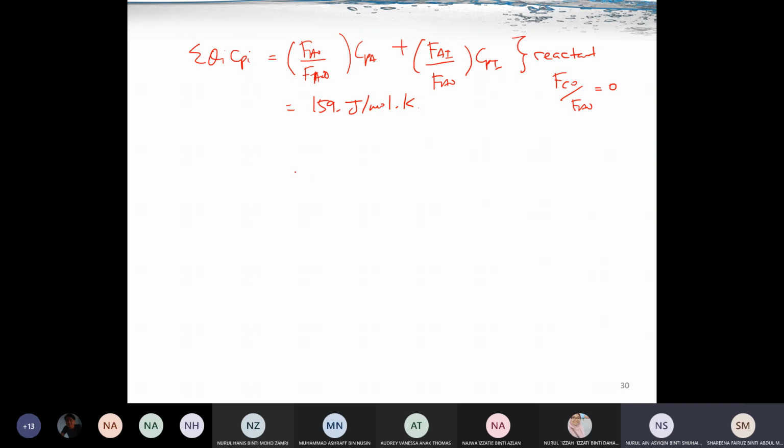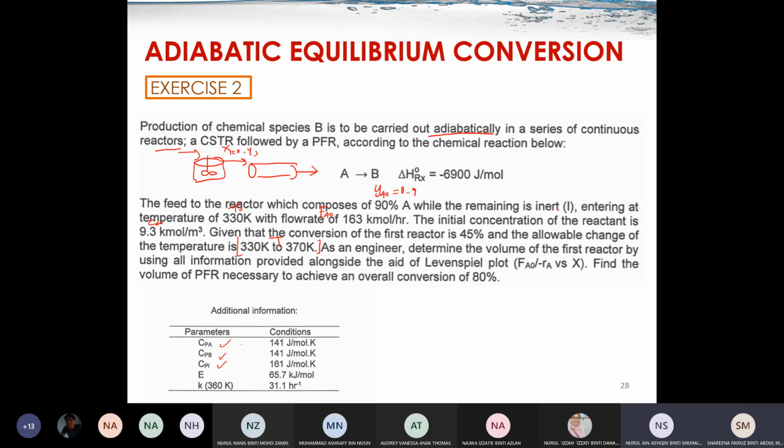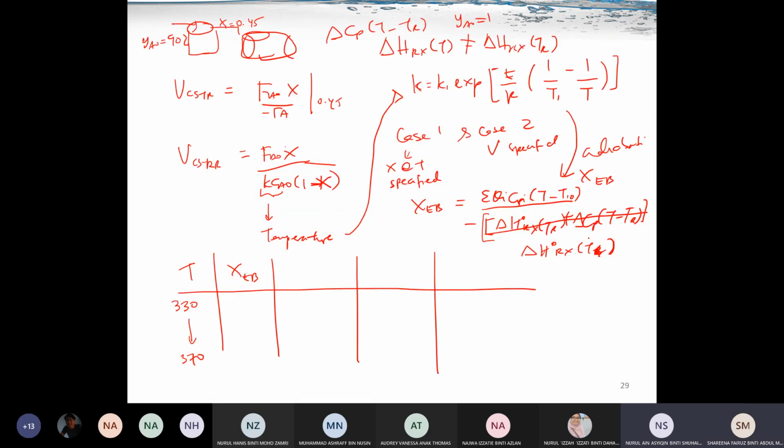Alright, I'll just simplify. You need to get XEB equal to T minus 330 over 43.396. Simplify from this equation. Just replace delta HRX with what we had earlier, 6900. Replace the bottom with 6900. So replace this one.